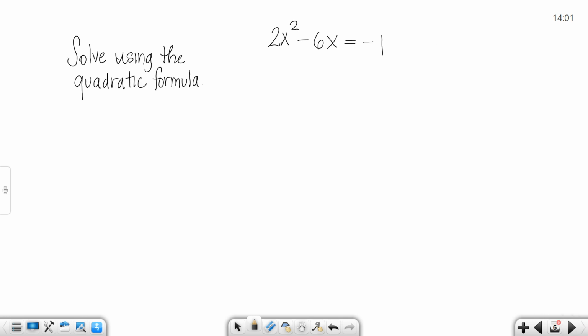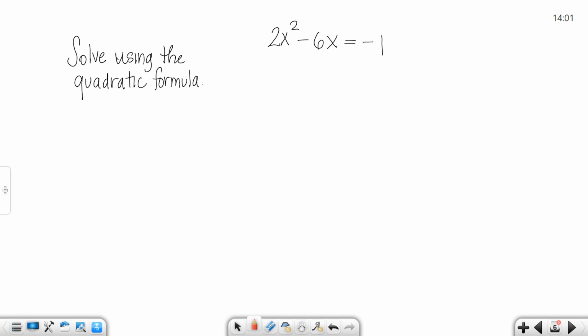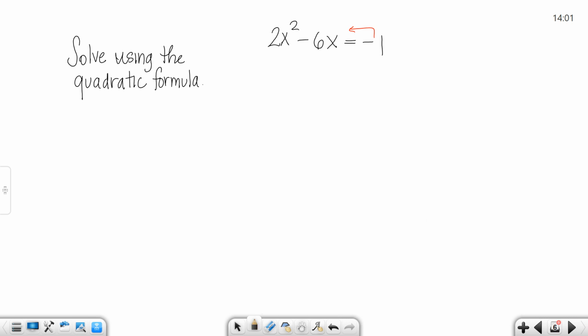Alright, so here's our first one. We want to put this in standard form first, which means that we're going to move this 1 over. When I move the 1 over, it becomes positive, and this is what it looks like. It is now in standard form.